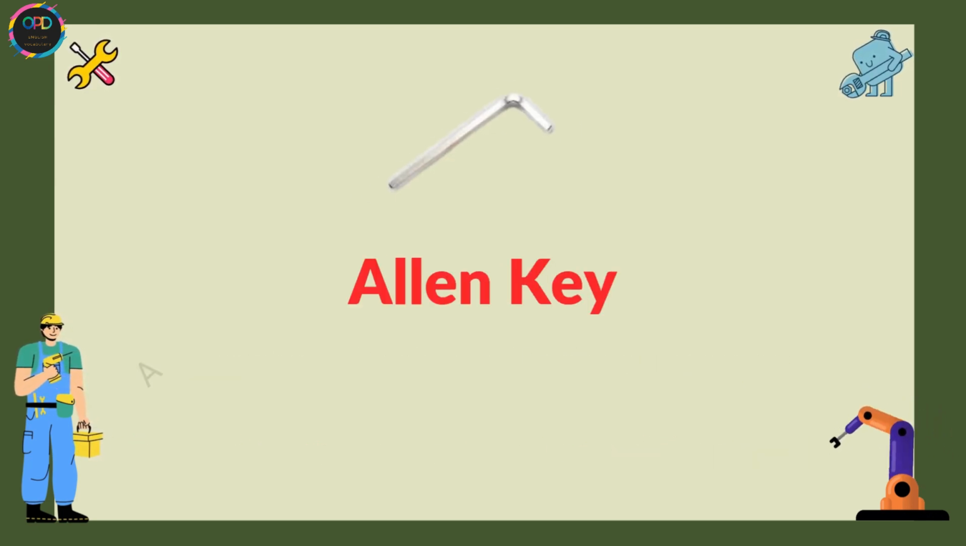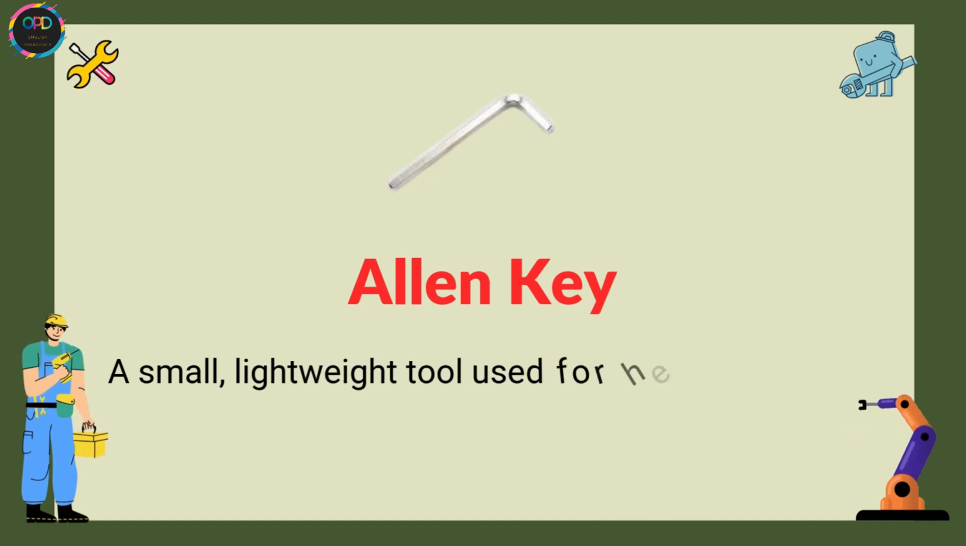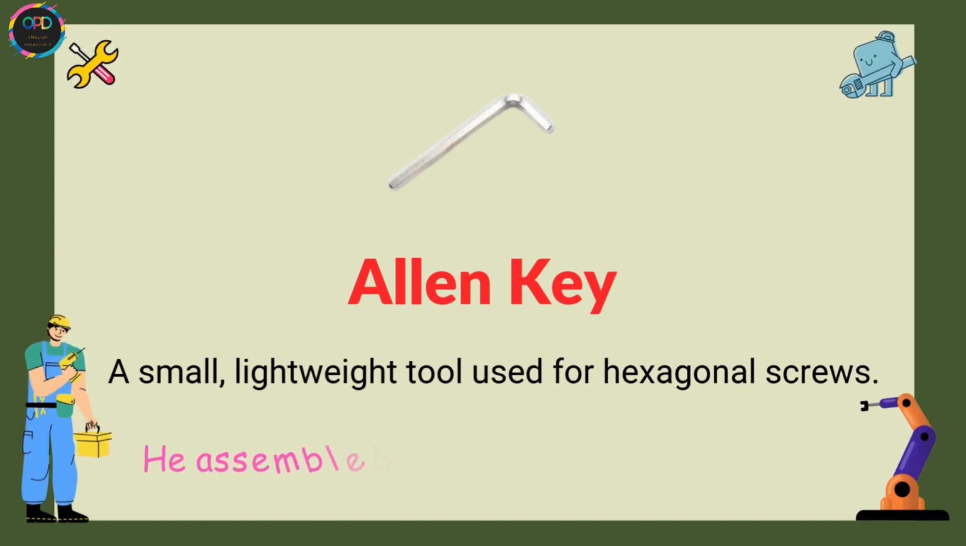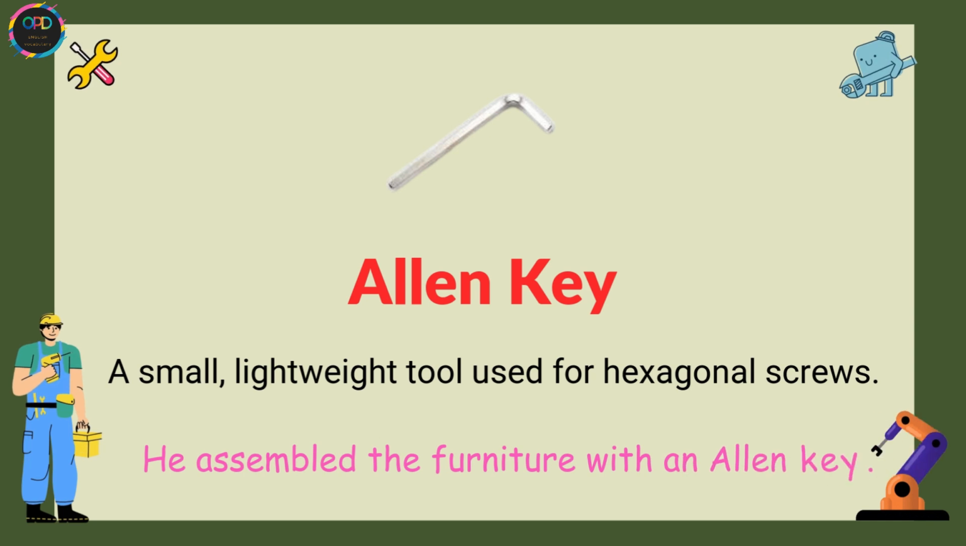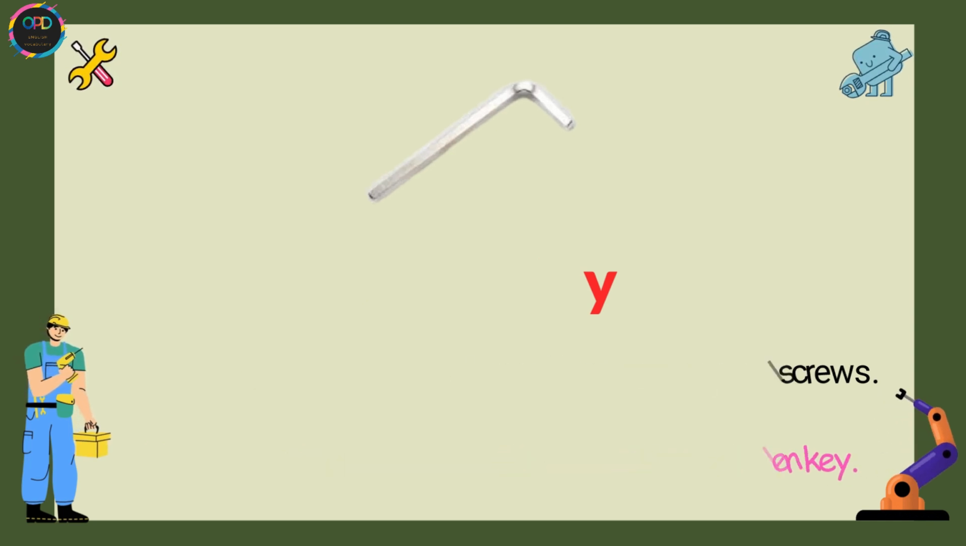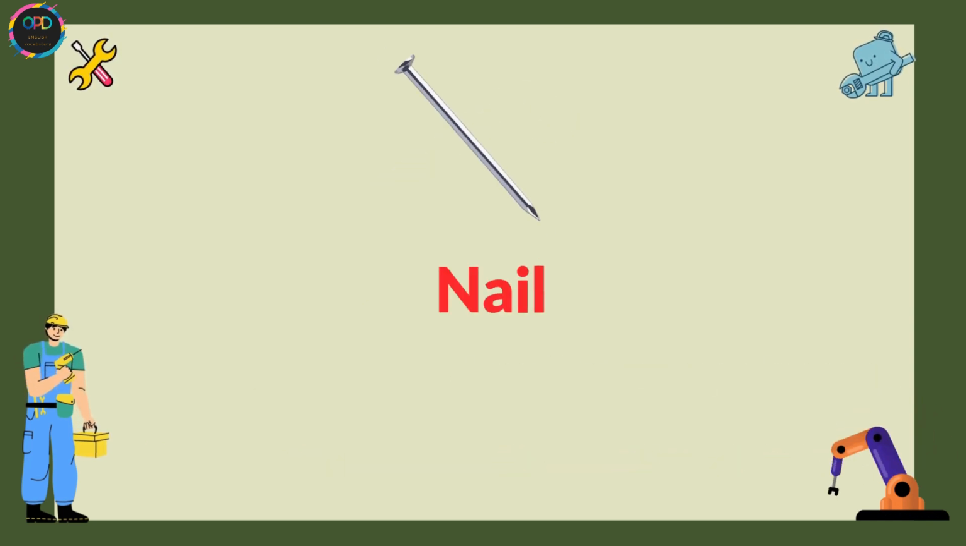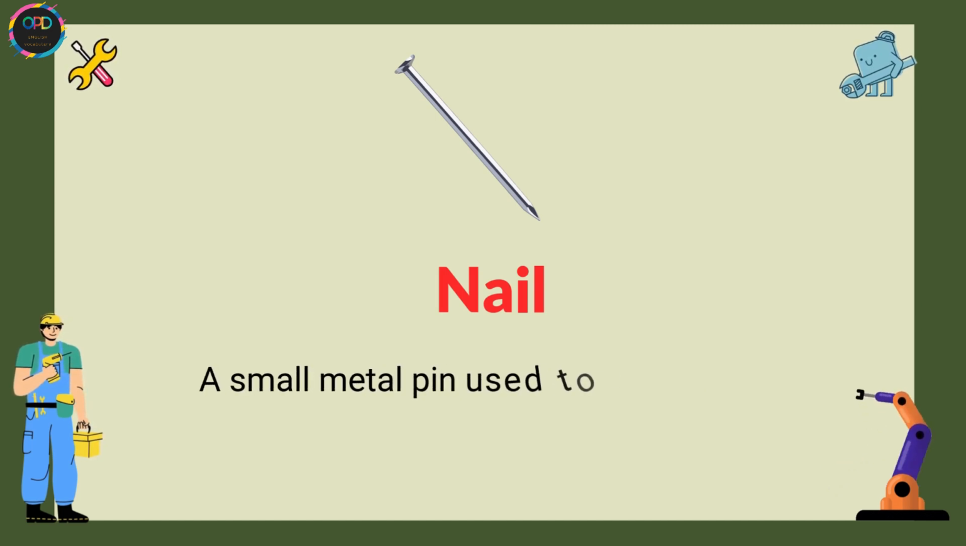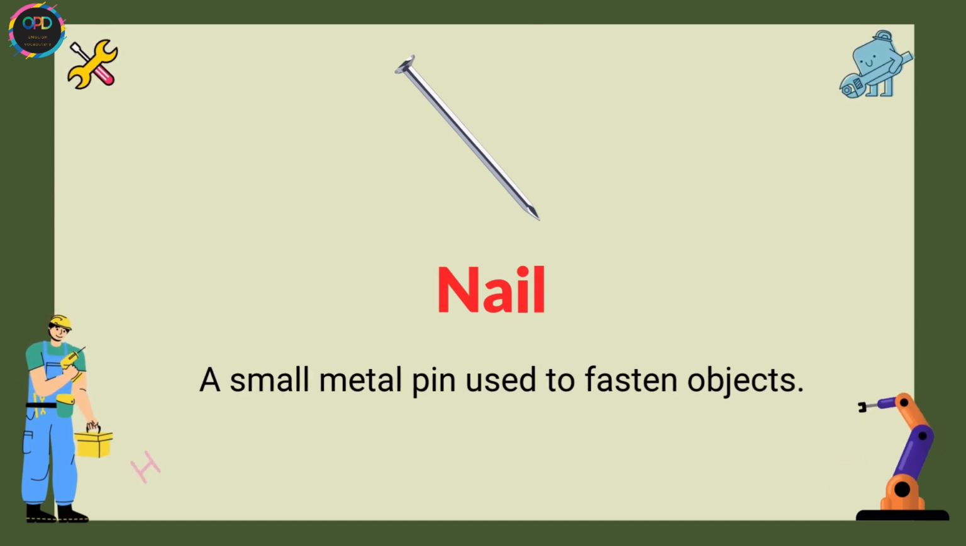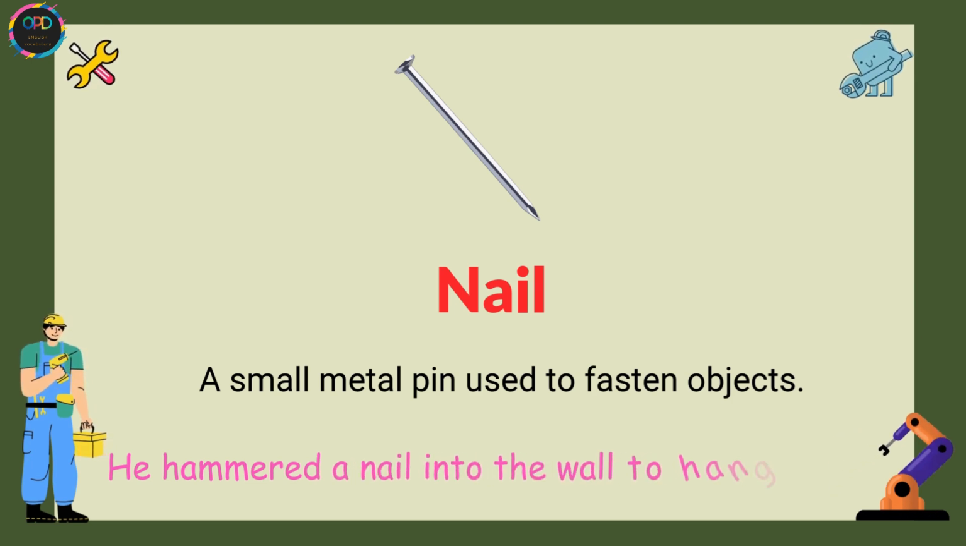Allen key, a small, lightweight tool used for hexagonal screws. He assembled the furniture with an Allen key. Nail, a small metal pin used to fasten objects. He hammered a nail into the wall to hang the photo.